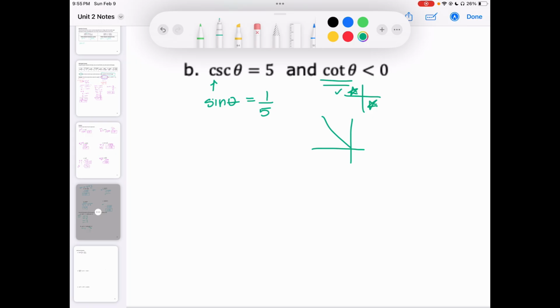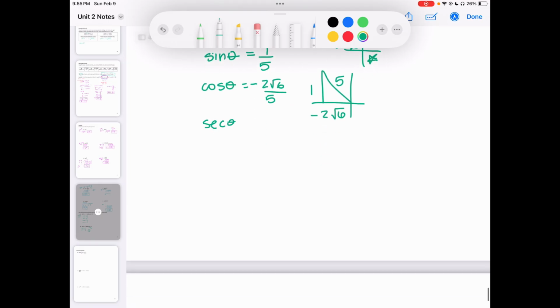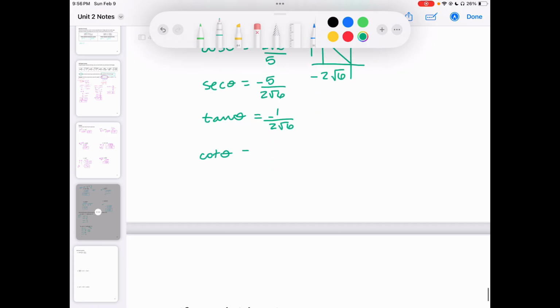So if I want to go ahead and draw my triangle, I can, 1 and 5. If I find my missing side, I'm going to get -2 root 6. And now I can find the rest. So I know that cosine theta is going to be -2 root 6 over 5. Secant theta will be the reciprocal, -5 over 2 root 6. And tangent of theta will be -1 over 2 root 6, and cotangent theta will be -2 root 6.